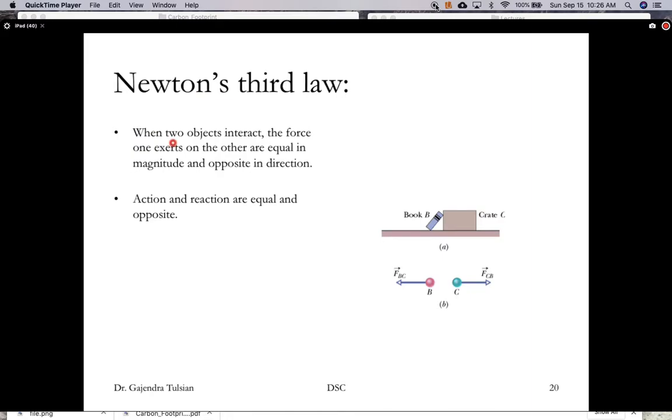Newton's third law says when two objects interact, the forces one exerts on the other are equal in magnitude and opposite in direction. So here are two objects interacting. Any two objects interacting. This book will push the crate in that direction, and the crate pushes back on the book with an equal and opposite force. So there's the force on the crate by the book, and there's the force on the book by the crate. And these forces are equal and opposite, and that's Newton's third law.